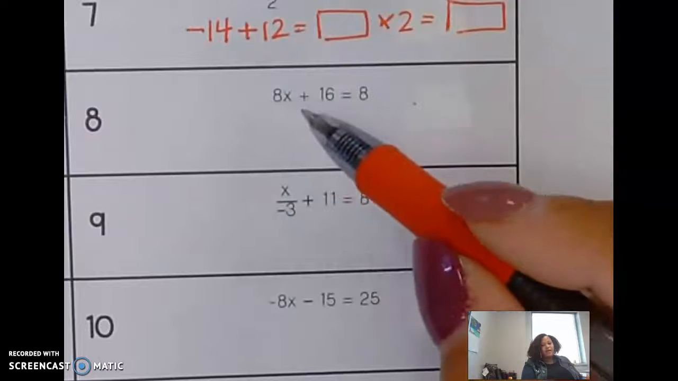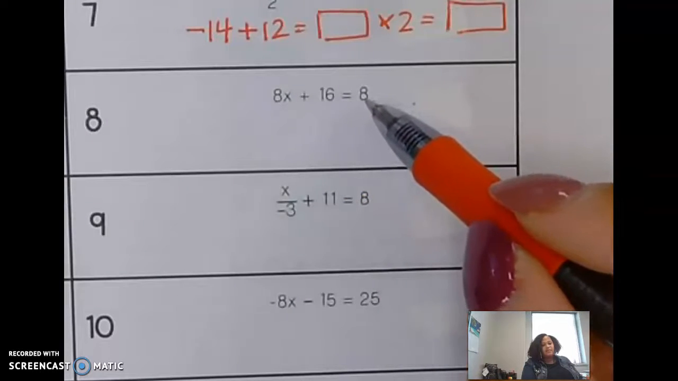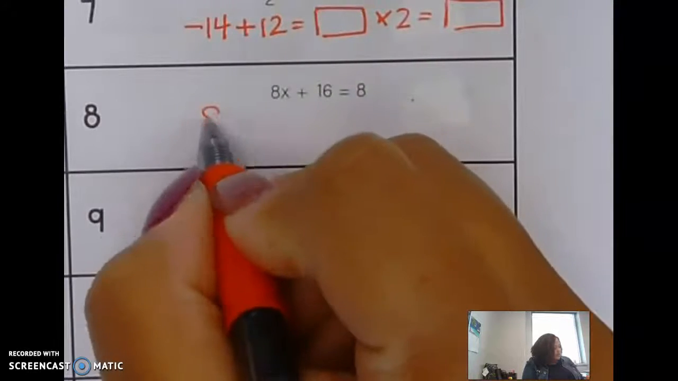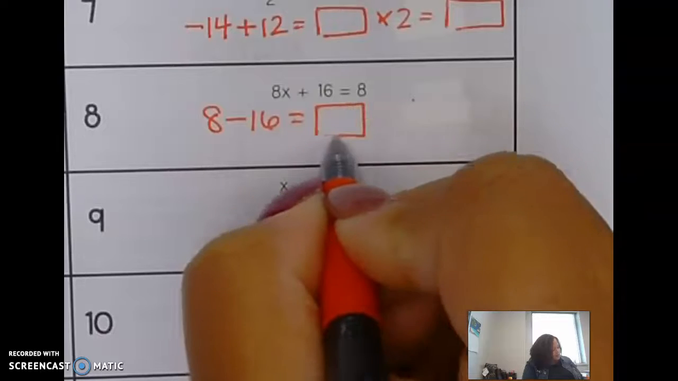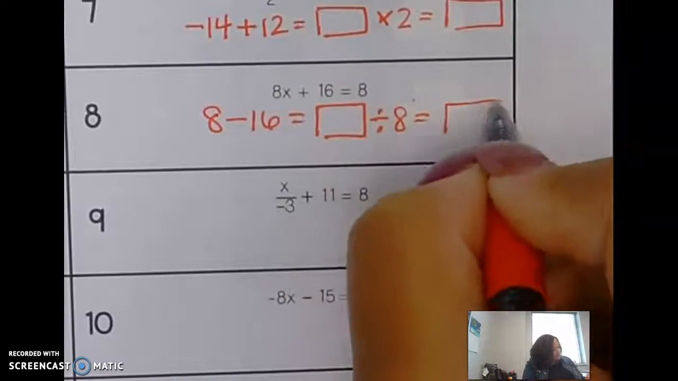Here, this is 8x, 8 times a number, added to 16 is 8. I want to take 16 away, and I want to divide by 8. 8 minus 16 equals something, divided by 8 equals my final answer.